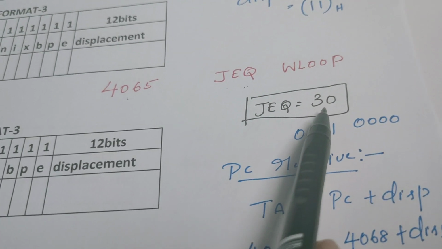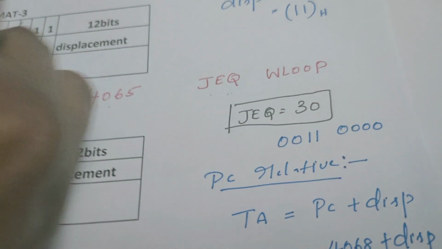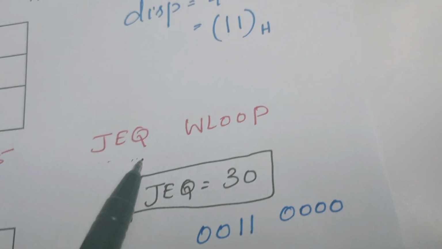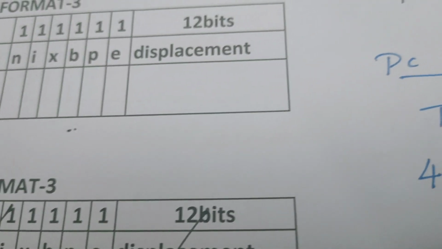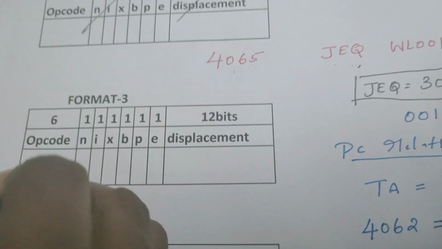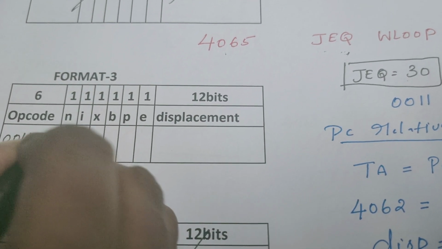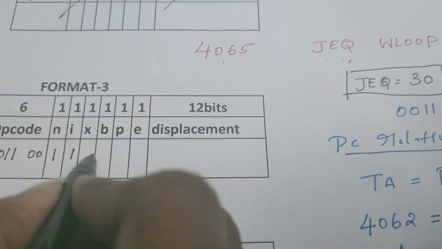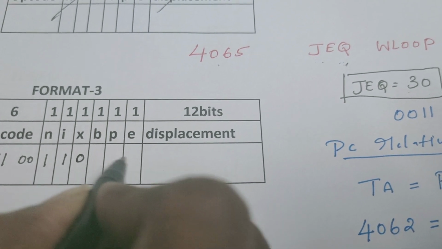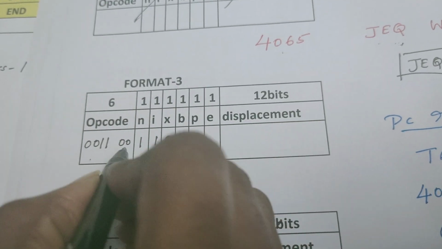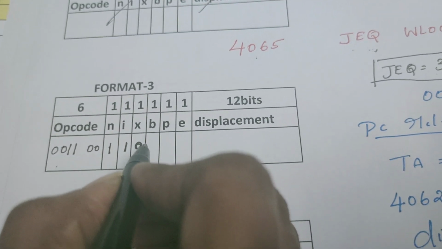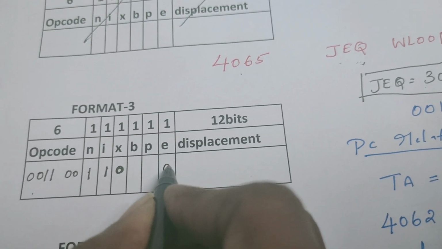JEQ, jump on equal to the memory location WLOOP. Its opcode is given as 30. So let us use this format now. Of course, it is format 3 instruction. 30, how do I write in the opcode column? Very simple. First you write it for 3, 0011. For 0, we have to write only 2 zeros. Right. From the instruction, we can come to know it is neither indirect nor immediate. It is not indexed addressing mode also. If it is not indexed addressing mode, x is equal to 0. If it is not immediate, not indirect, you have to mark the n and i bits by ones. It is format 3, so e value is equal to 0.